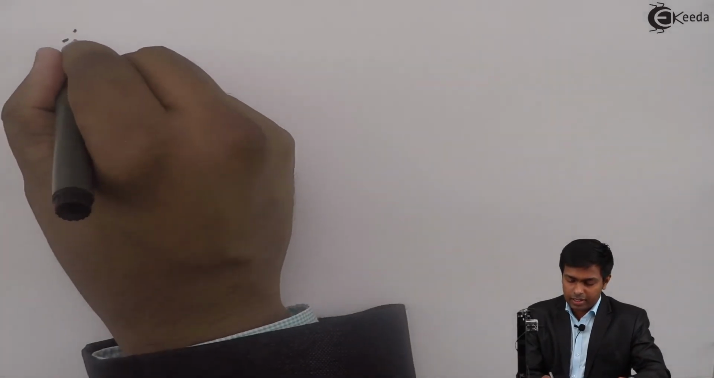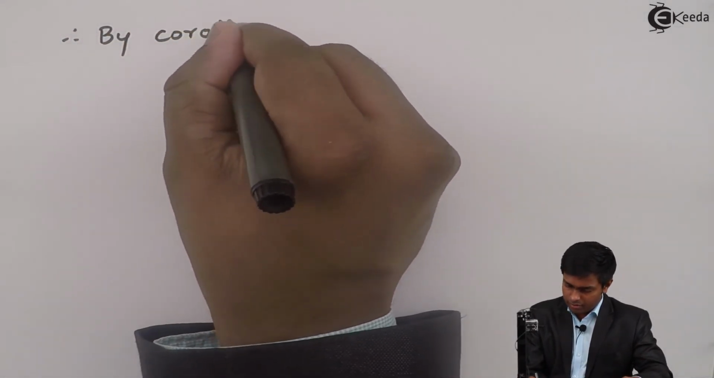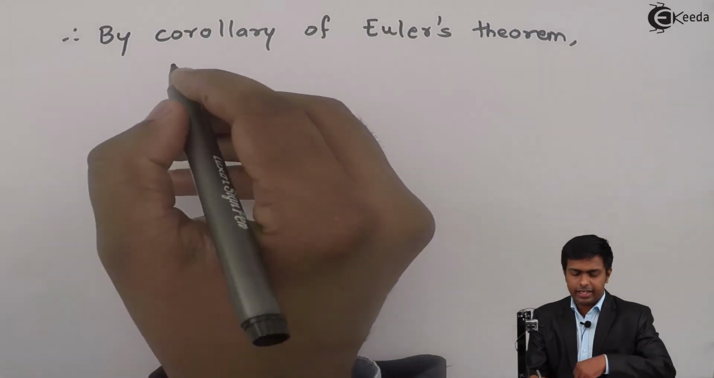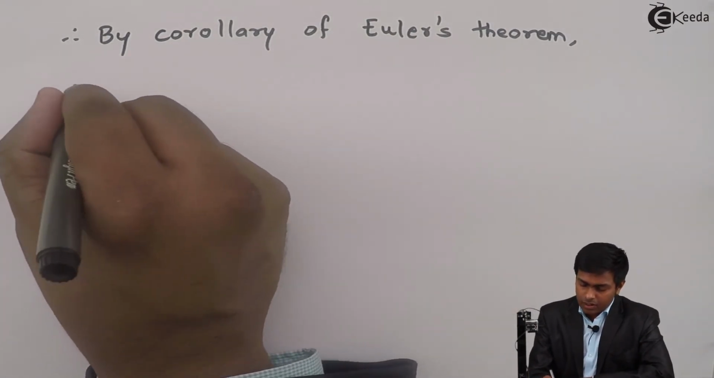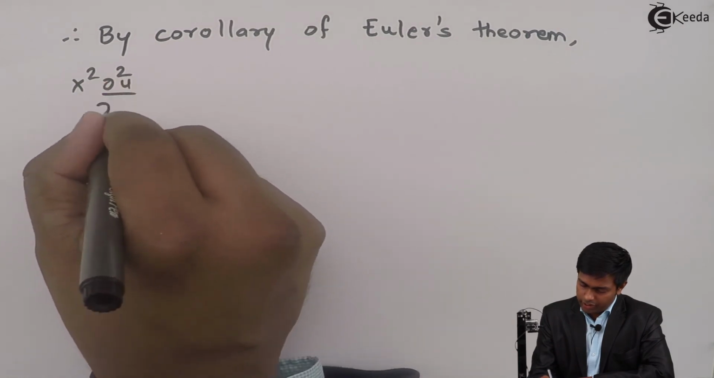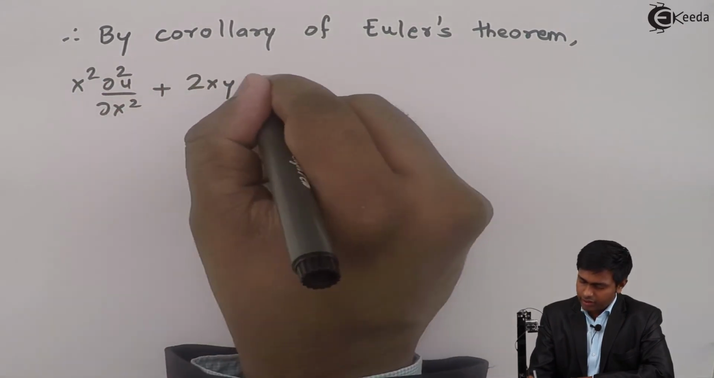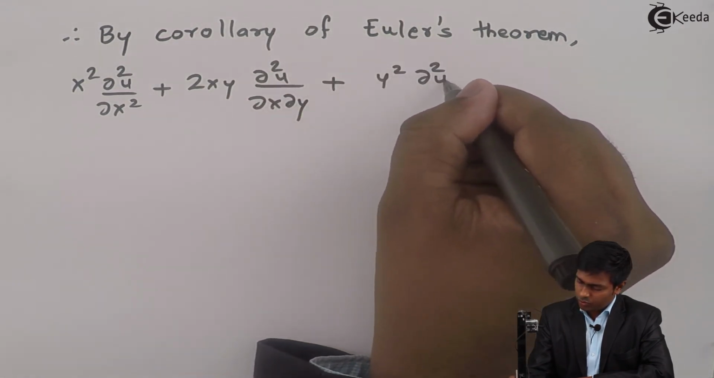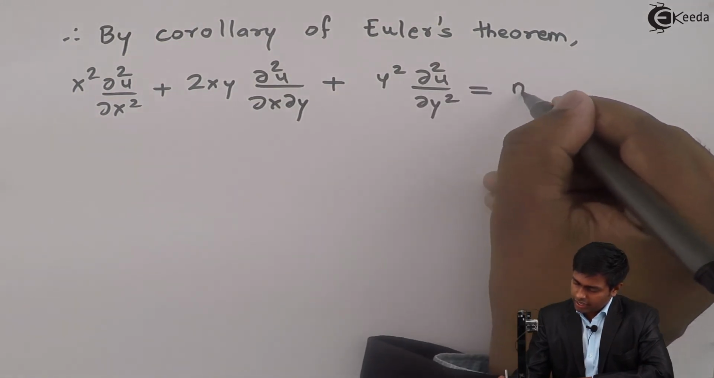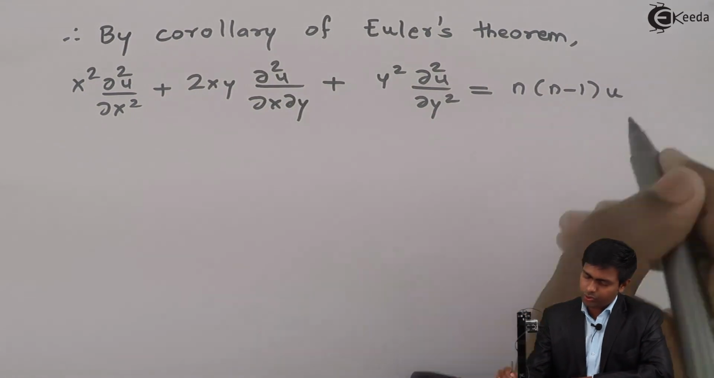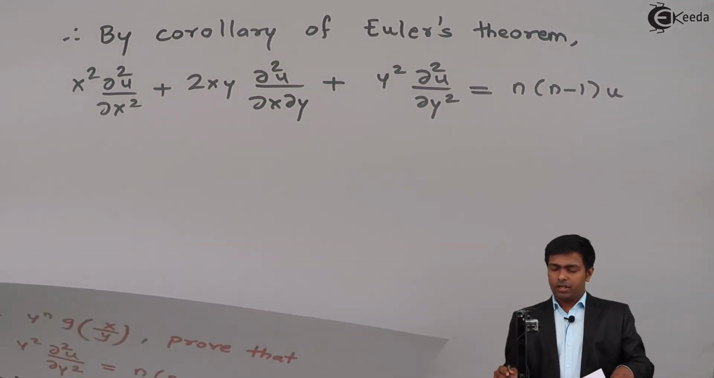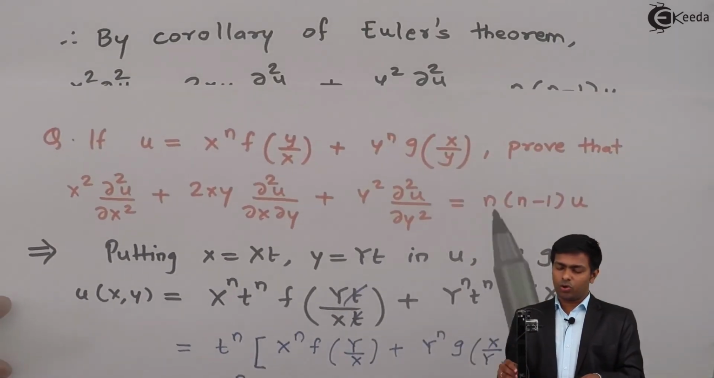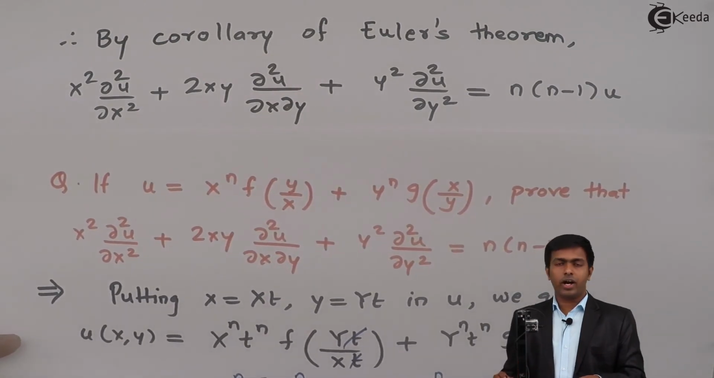So therefore, by corollary of Euler's theorem, we can say that x square dou square u by dou x square plus 2xy dou square u by dou x dou y plus y square dou square u by dou y square is equal to n into n minus 1 into u, because here the degree is n and the function is u, and by using the corollary we got the required result.